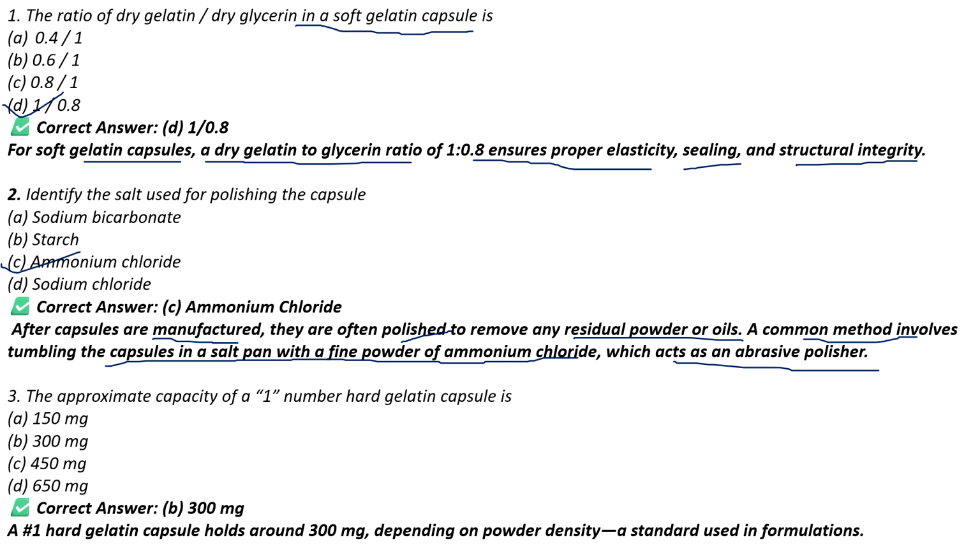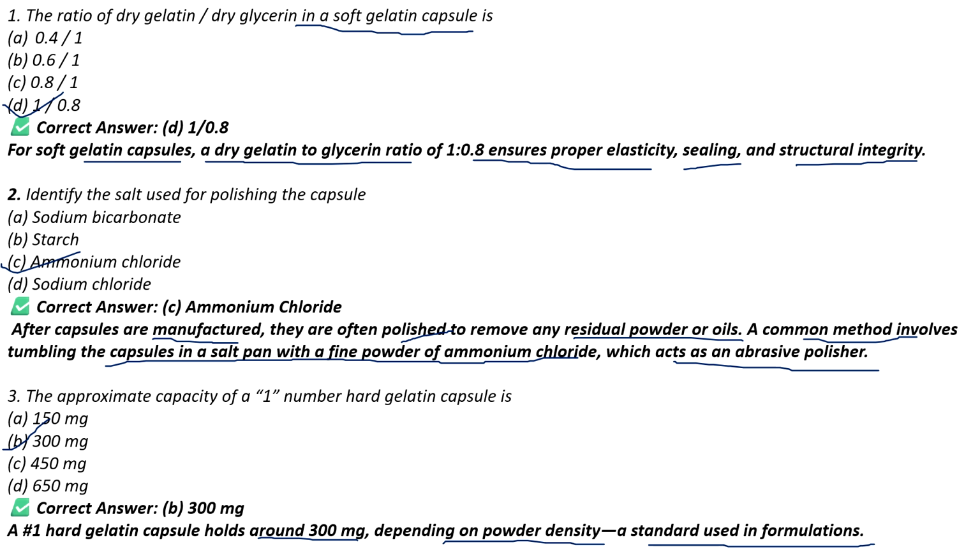Moving on to the next question, the approximate capacity of a number 1 hard gelatin capsule is, and the options are 150 mg, 300 mg, 450 mg, or 650 mg. A number 1 hard gelatin capsule holds around 300 mg, depending upon the powder density used in the formulations. So we can say option B, that is 300 mg, is the correct answer for this question.